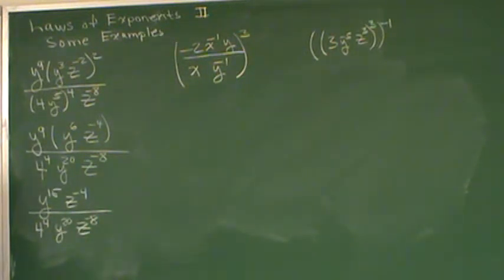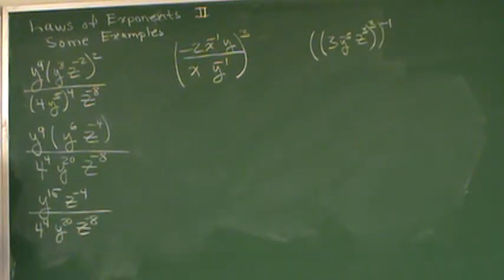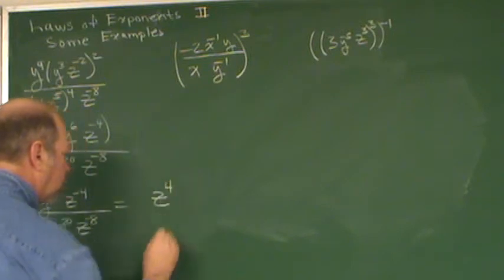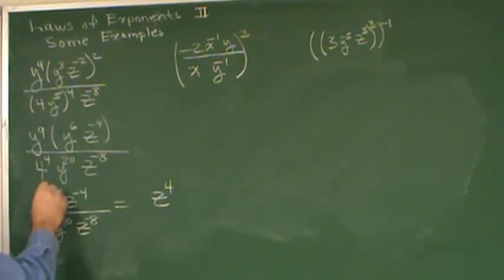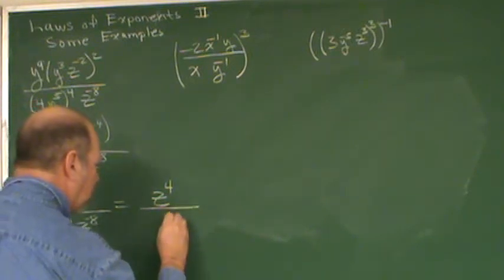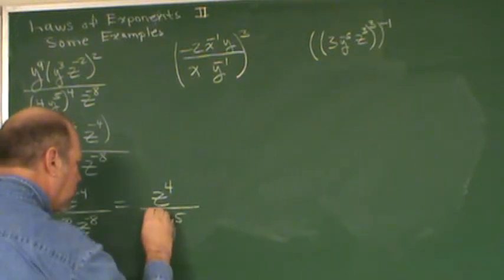Okay, now we're ready to do the addition and subtraction. If you think about negative 4 minus a minus 8, negative 4 minus a minus 8 is negative 4 plus 8. And negative 4 plus 8 is 4. So we're going to get z to the fourth on top. Now, 15 minus 20. Well, 15 minus 20 is negative 5. Remember, the sign of the exponent means position and fraction. So that's going to give me y to the fifth downstairs. I still have 4 to the fourth.